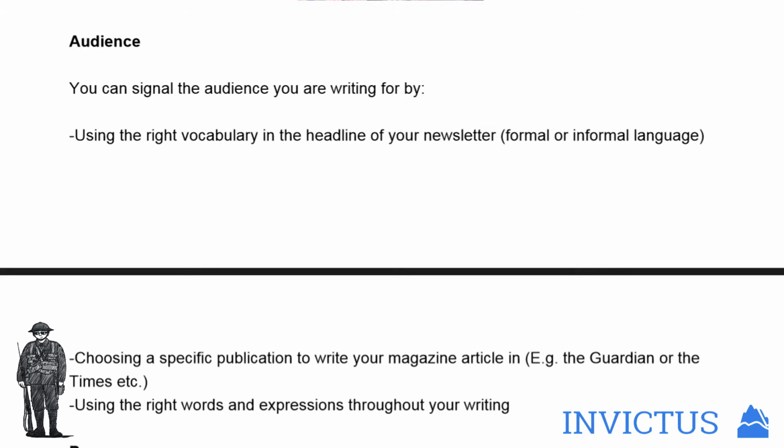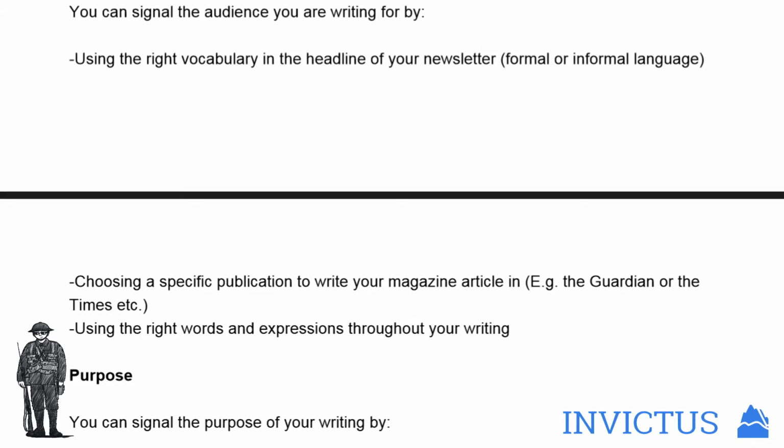Audience. You can signal the audience you're writing for by using the right vocabulary, choosing the specific publication, and using the right words and expressions. If you're writing for The Guardian or The Times, then you're going to use formal language, and your audience is probably educated middle class, centrist to centre-left. So you're going to have to use the right words and expressions. Don't be extreme. Use developed and elaborate vocabulary, and just don't make it look like a kiddie's edition or something.